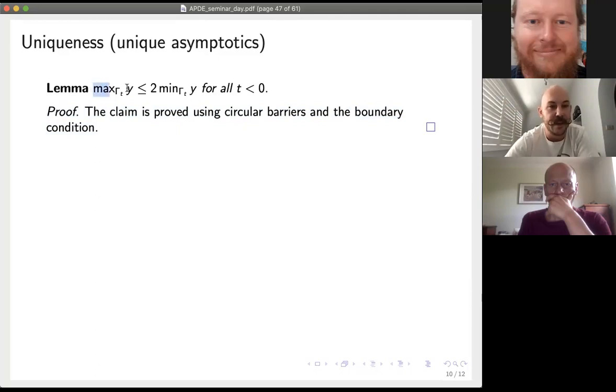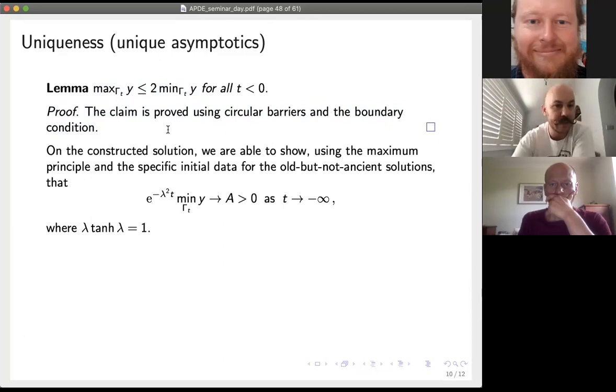Obviously this kind of estimate is going to be very useful. How do we exploit that? Well, we first get something on the constructed solution. Remember I said using these Ungenannt oval initial data was going to be useful. We can use that in conjunction with the maximum principle to get a hold of something on our particular solution. What we get a hold of is this minimum of the height, after scaling by e to the minus lambda squared t, where lambda is this factor.